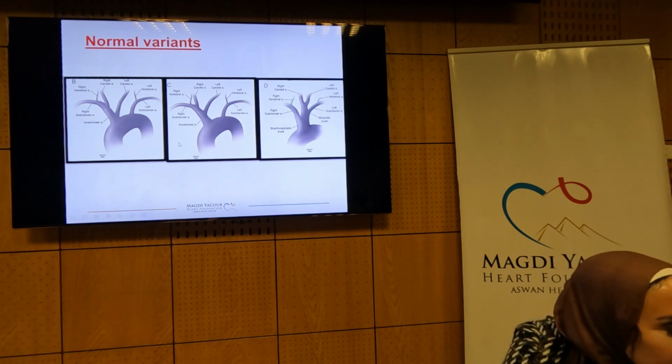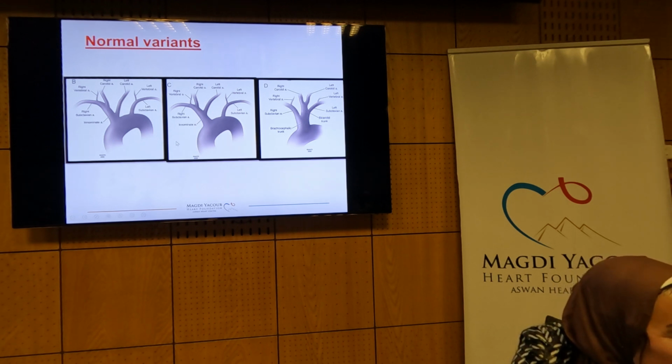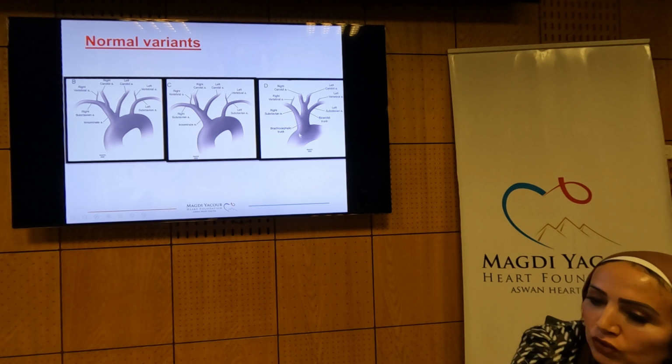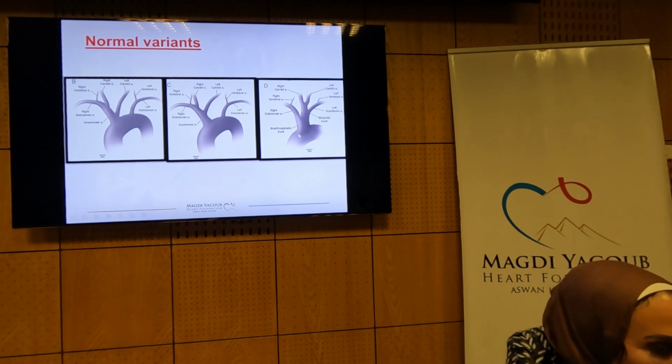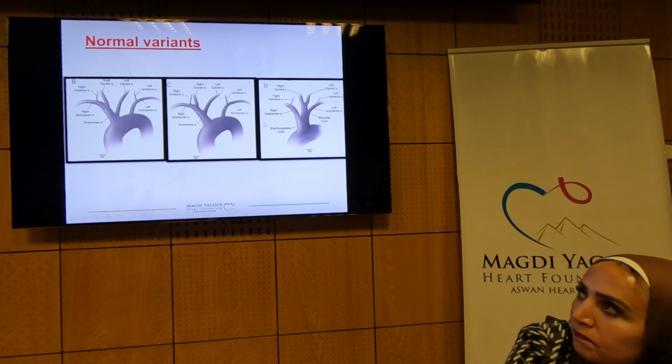Sorry, I called it buffalo. This is bovine. Sorry for that. This is the bovine one. This is bovine type 1. Type 2, this is the bovine, where you have a main trunk that has all the neck vessels. Again, this is a normal variant, it does not have any clinical implication.